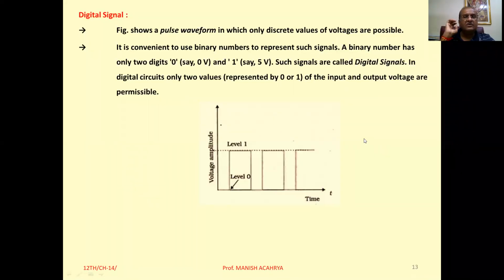Normally logic gate circuits are operated at 5 volt. So when maximum voltage is there, 5 volt, then it is considered as level 1. And when the value of the voltage is 0, that is the lower value, then that is treated as 0 volt. In this way the digital signals are represented with level 0 and level 1. In that, only two possibilities are there. Voltage will attain either the maximum value or the minimum value.